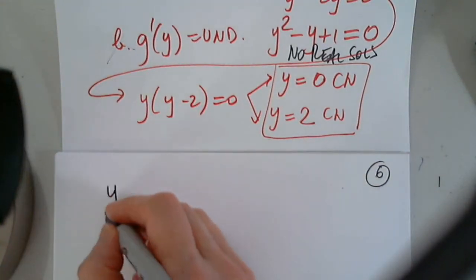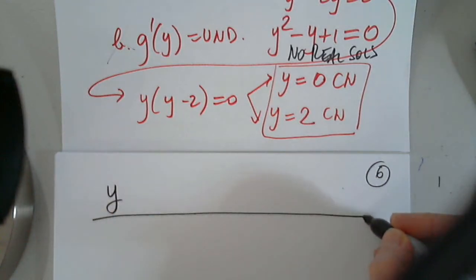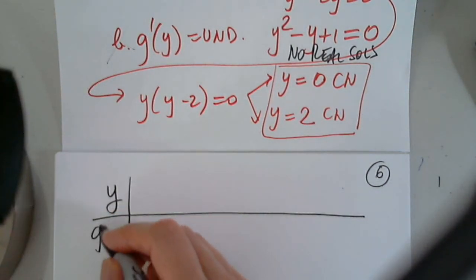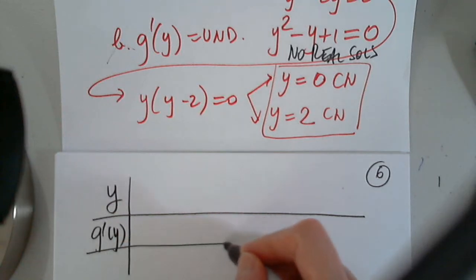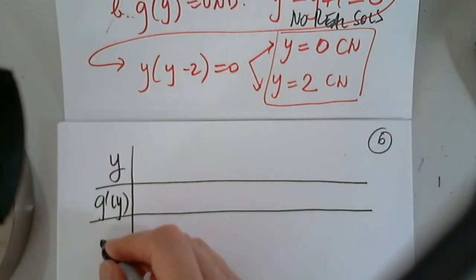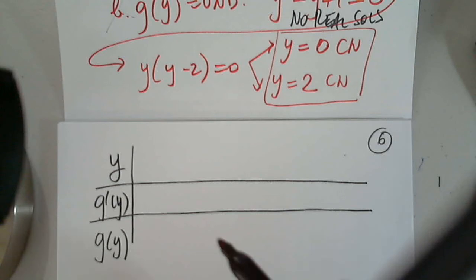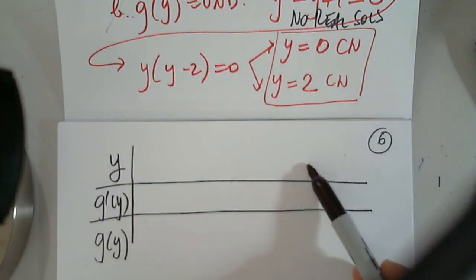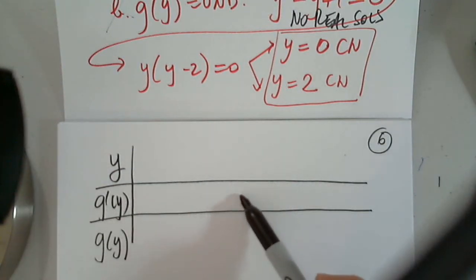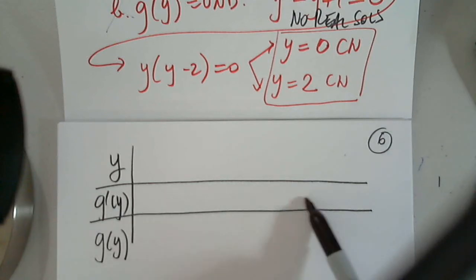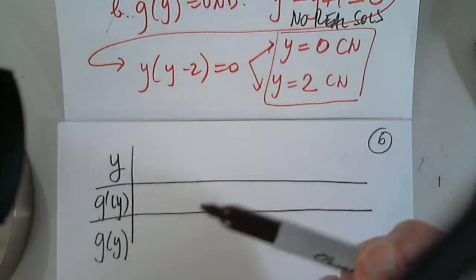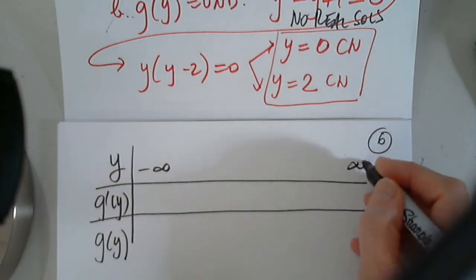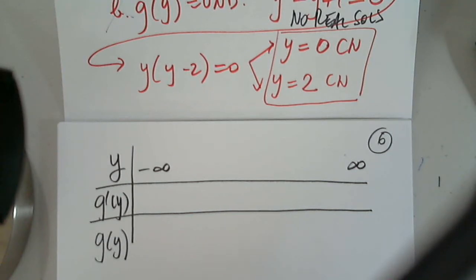Okay, so we have y, which is the independent variable. We have g prime of y, which is the derivative. And we do have g of y. So y is the independent variable, g prime is the derivative, and you'll see what happens here. And g of y is the function itself. This function is always defined, so the denominator is never 0, so the domain is all real numbers.